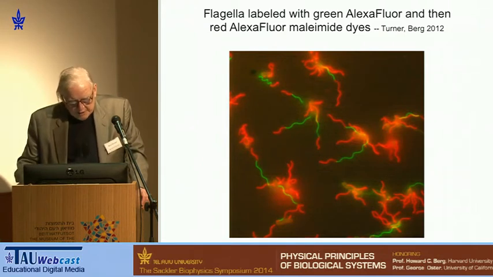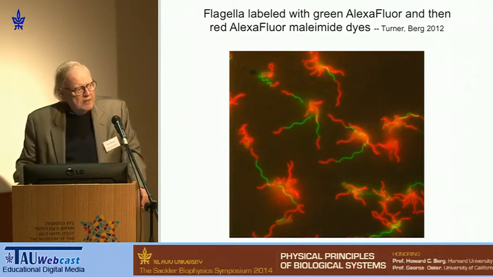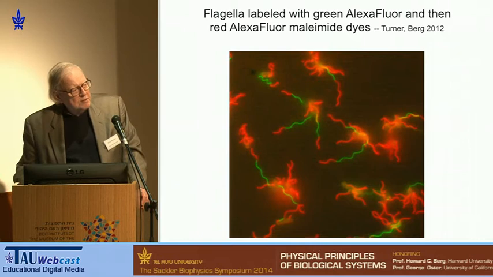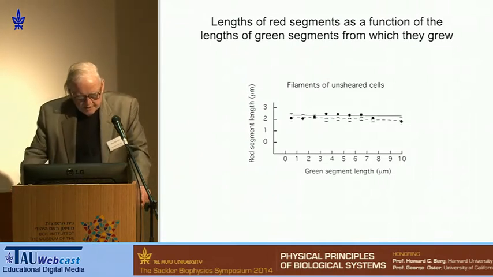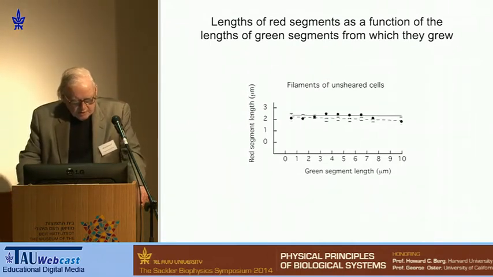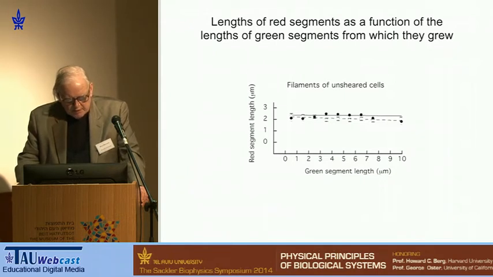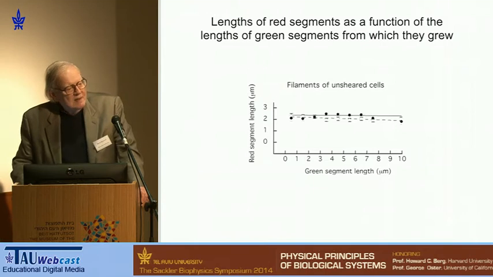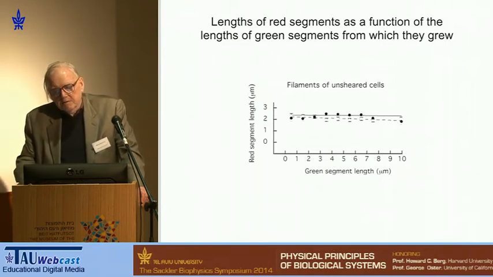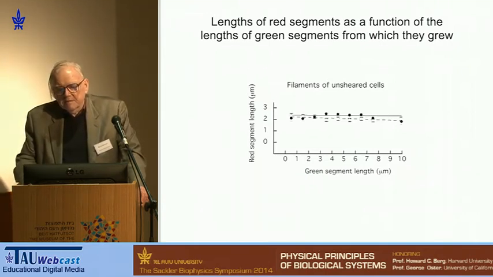So now the surprise that we had was, suppose I plot the length of the red segments as a function of the length of the green segments from which they grew. This is what the plot looks like. Shown on the ordinate is the length of the red segments, and shown on the abscissa is the length of the green segment from which they grew, and you see it's absolutely horizontal, which says that the rate of flagellar growth doesn't depend on the length.